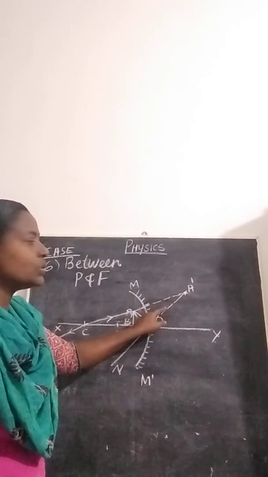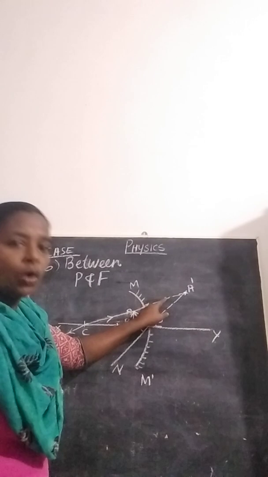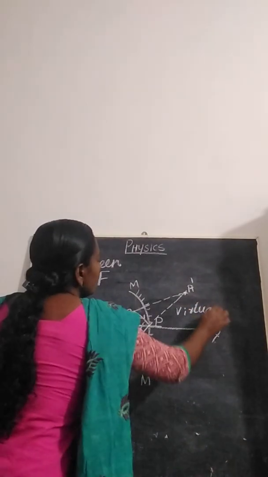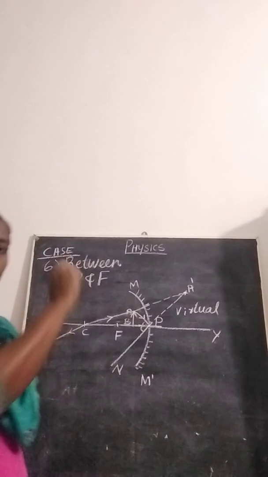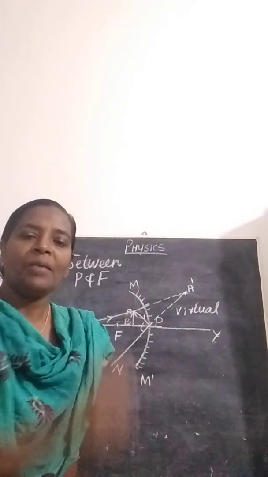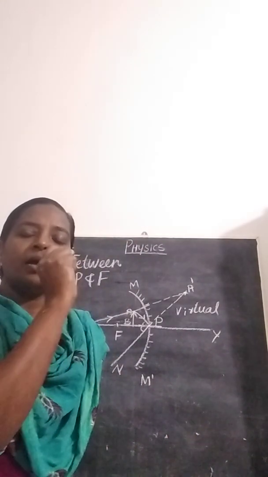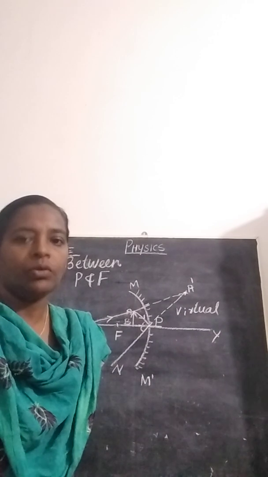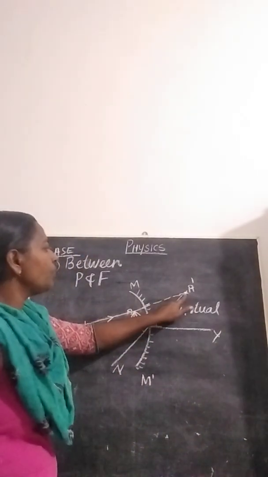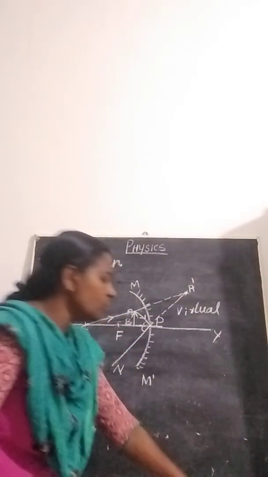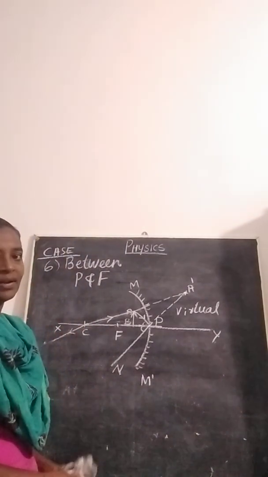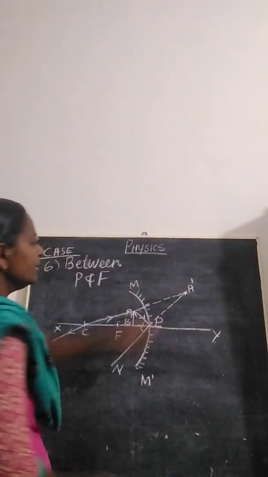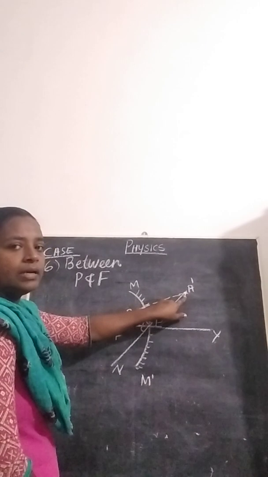This dotted line shows that these rays are not real, they are virtual rays. Whenever we draw real rays, we should use solid lines to denote it. But whenever we draw a virtual image, we should use dotted lines to represent it. So this is the point of intersection of these two reflected rays. Clear? That is not a real point, that is a virtual point, and here the point is lying above the principal axis.